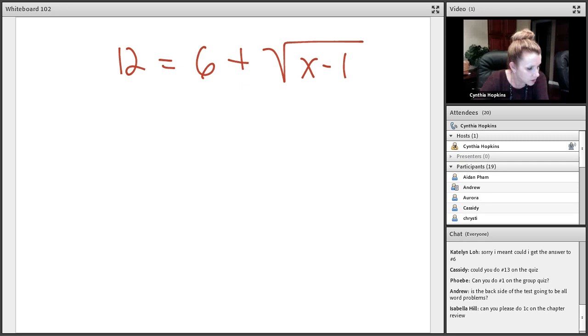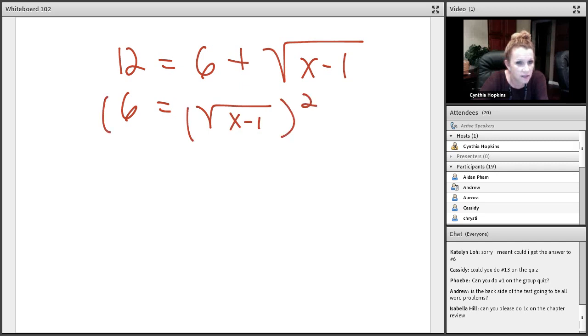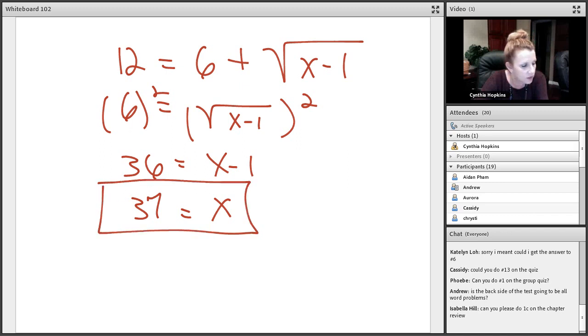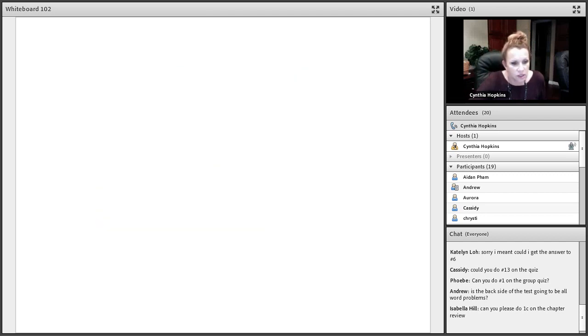Okay, so to solve this, we're trying to solve for x. I'm going to subtract 6 from both sides. I get 6 equals the square root of x minus 1. Then I'm going to square both sides. So I get 36 equals x minus 1. And when I go to simplify for x, I add 1, and I get x equals 37. So that's the x value for when y equals 12. Okay? All right. Now let's go to Isabel's question on the review assignment.